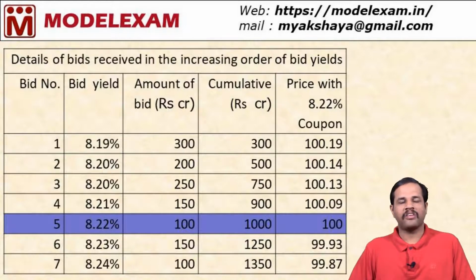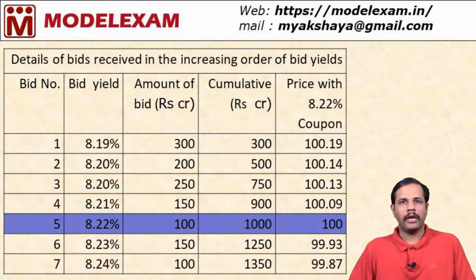And see how the price is calculated. See the last column, we have given the price also, and as I have mentioned earlier, this cut-off yield 8.22 percentage becomes the coupon rate. Now the coupon is discovered as 8.22 percentage. Now the corresponding price becomes the face value. So the face value is 100, the coupon is 8.22 percentage.